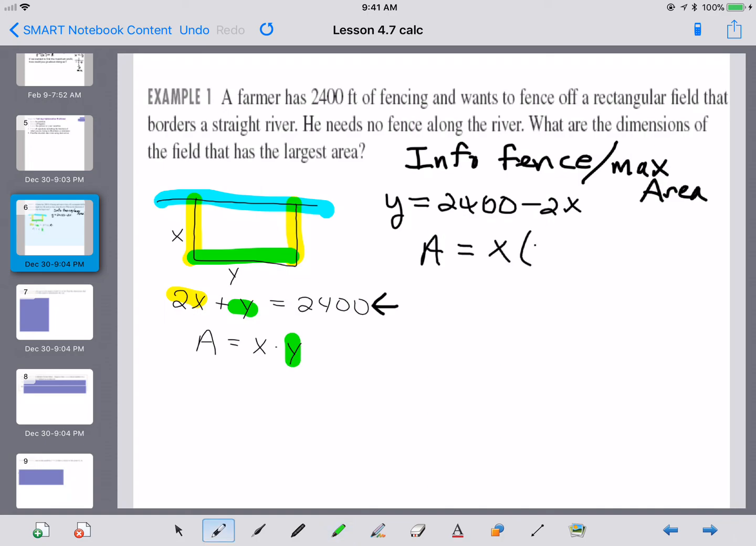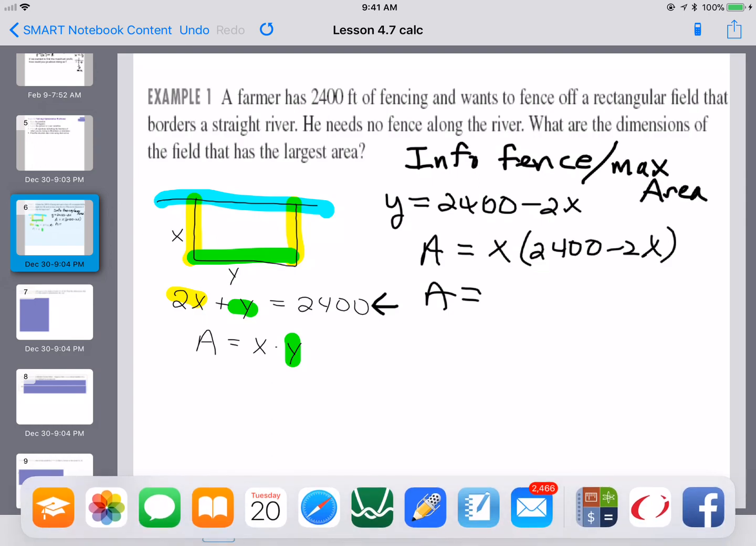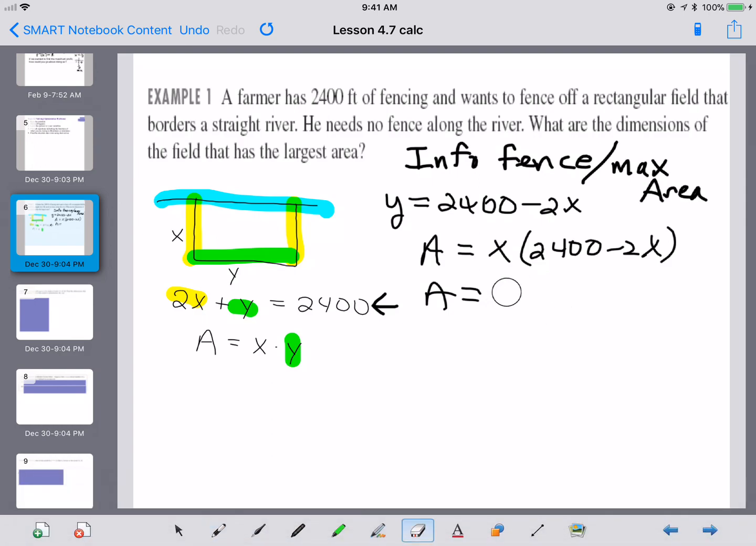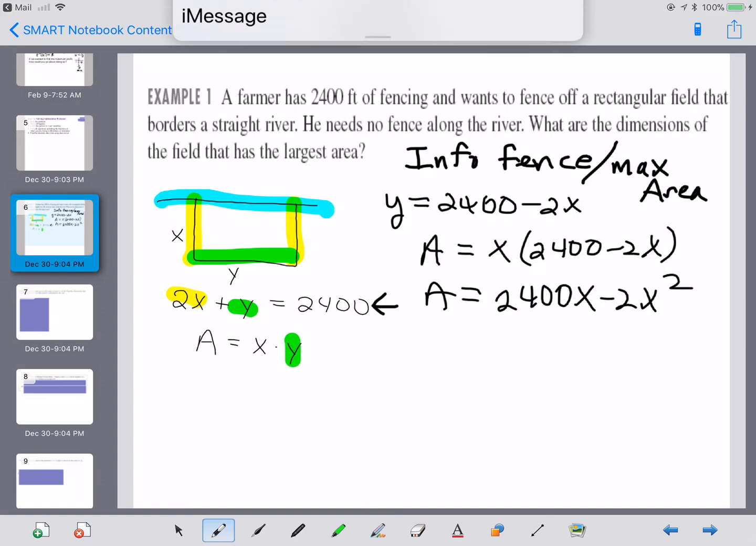So it would just be x times 2,400 minus 2x is the area equation, which is 2,400x minus 2x squared. Now that's the equation that we want to maximize. So we find maximums by taking the first derivative.